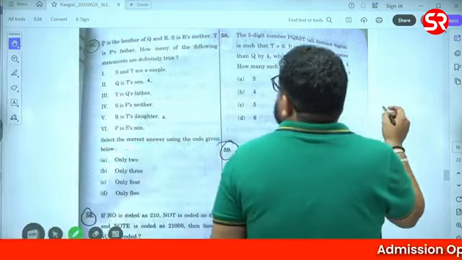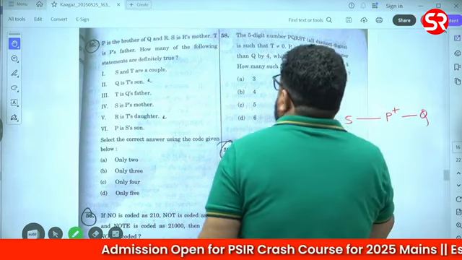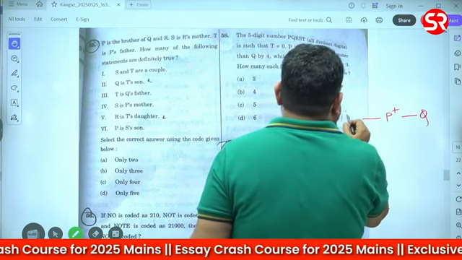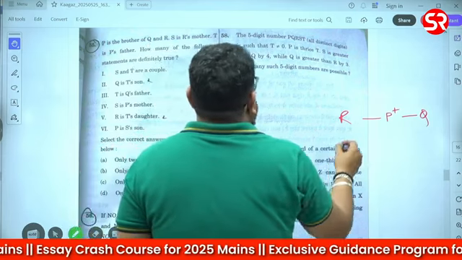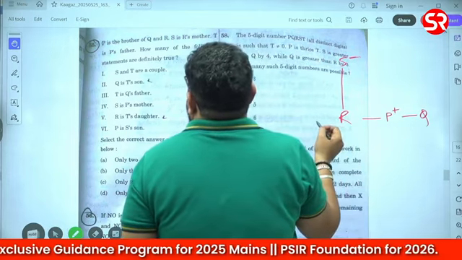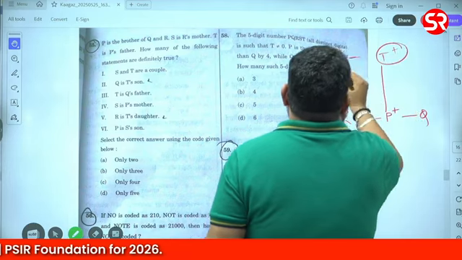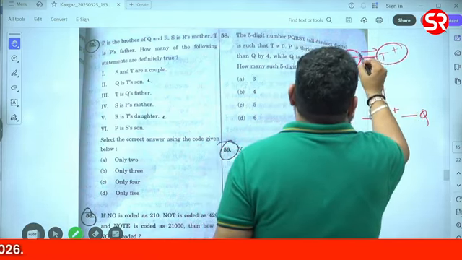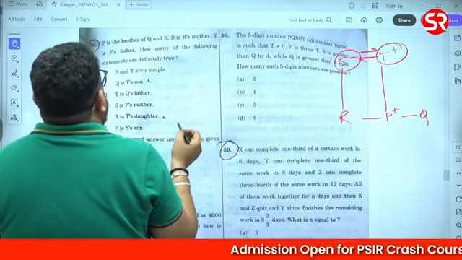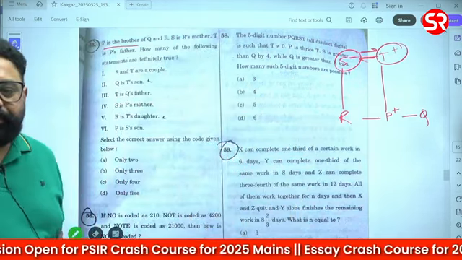He says he is brother. He is brother of Q and R. Done. Q and R. Done. S is mother of R. S is a female. P is father of, P's father. Okay. P is a father, S is a mother. They are a married couple. Okay. And we know P is brother, which means P is a male, but we don't know R or Q's gender, right?